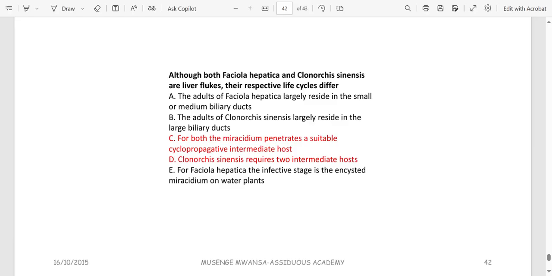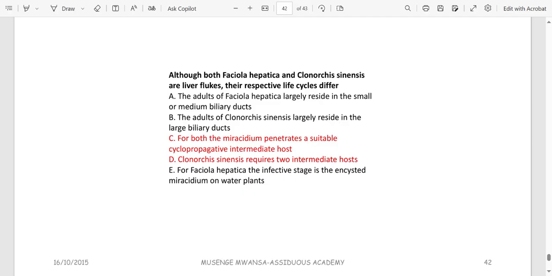Although both Fasciola hepatica and Clonorchis sinensis are liver flukes, their respective life cycles differ. So the adult of Fasciola hepatica largely resides in the small or medium biliary duct. The adult of Clonorchis sinensis largely resides in the large biliary tract. For both, the miracidium penetrates a suitable snail intermediate host. Clonorchis sinensis requires two intermediate hosts. For Fasciola hepatica, the infective stage is encysted metacercaria on water plants. So really, their respective life cycles differ.